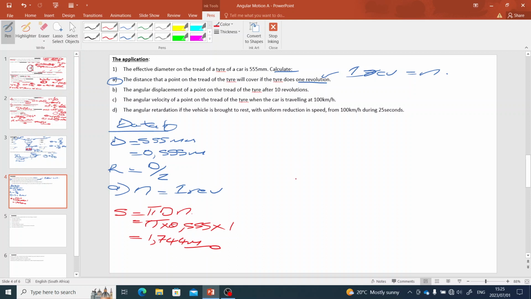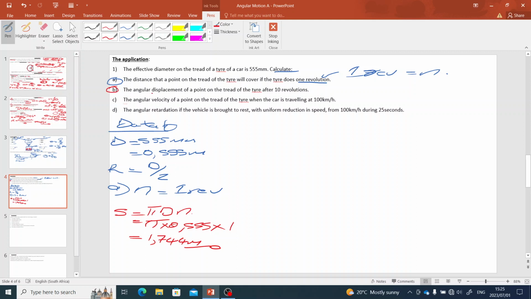Now, if you know your formulas, given a question like this, you can solve any questions under angular motion. And secondly, if you know the SI unit, you can tackle any question. Let's look at question number 2 here.